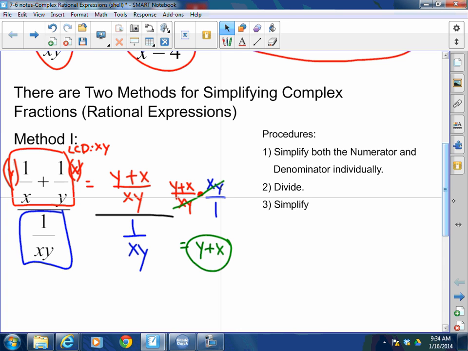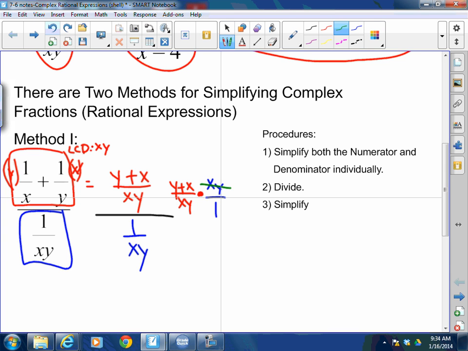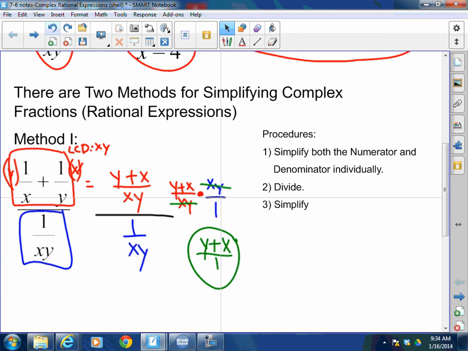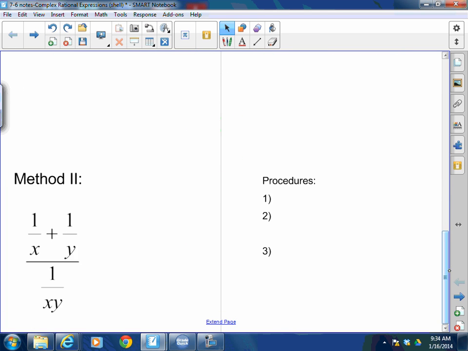Okay, what do I mean by simplify? Thank you for asking, sir. Isn't there an xy in the numerator and an xy in the denominator? I canceled those out, so then I have y plus x over 1, which is just y plus x. That's what I mean by simplify. Thank you so much. Great job. We're good? Okay, method 2.